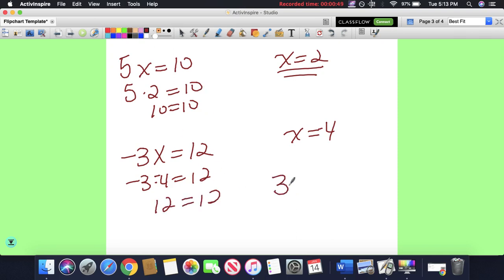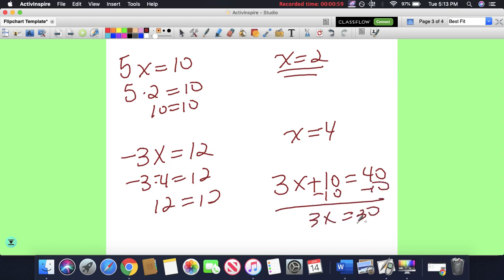And then again, 3x plus 10 equals, let me pick another one, 40. Minus 10, minus 10, 3x equals 30, and x equals 10. So if I plug this 10 over here, I would get 3 times 10, which is 30, plus 10 is 40, and the left side equals the right side.